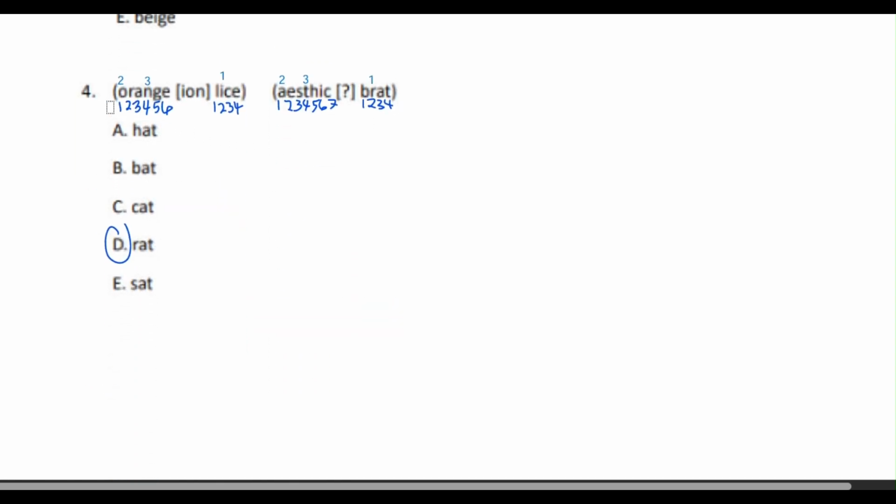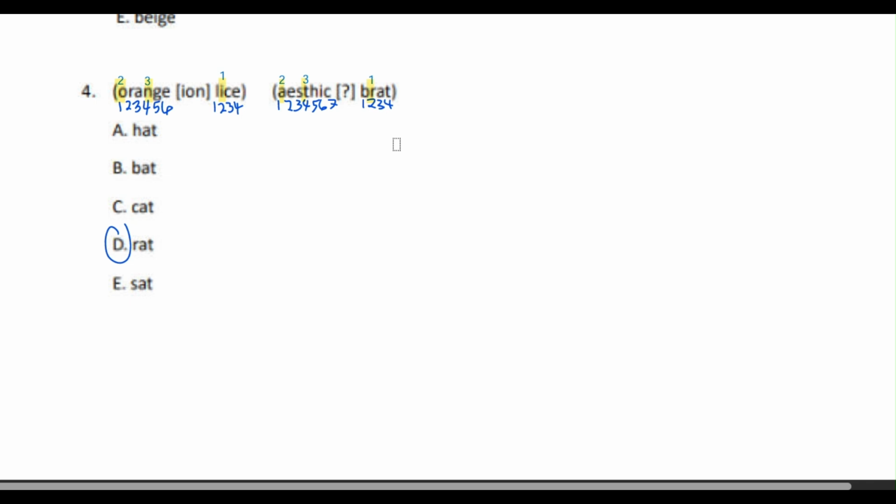It says orange, iron, follows the same rule as aesthetic, brat. Let's figure out the rule in orange, iron. The word iron is made from letters again. The second letter I is in lice, and the first and fourth letters O and N are in orange. So this pattern takes one letter from the second word and 2 letters from the first word. Now, let's apply this to aesthetic, brat. We need a word that uses 1 letter from brat and 2 letters from aesthetic. The correct answer is rat.